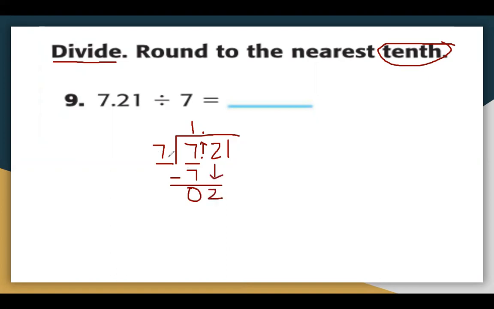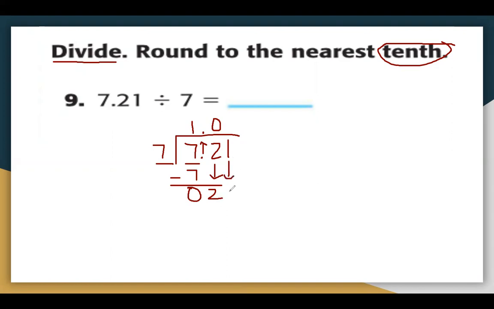Now I ask myself, this is just like the last problem we did. Can 7 fit into 2? The answer is no, but I cannot bring this 1 down until I put a 0 above the 2, because that tells me that 7 didn't fit into the 2. That 0 is lined up with the 2 right there. I can't just pull down the 1 until I add the 0 as a placeholder.